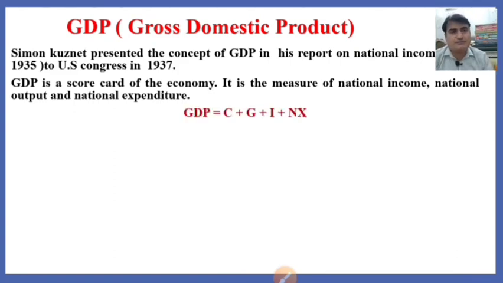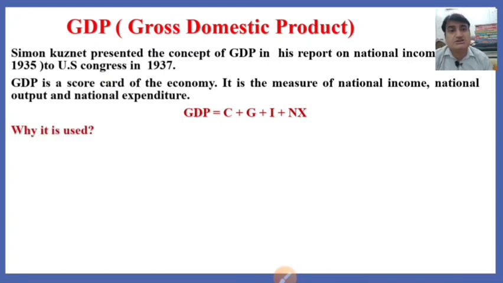Mathematically, we can express the GDP as C plus G plus I plus NX. GDP means gross domestic product, and C stands for public and private consumption, G stands for the government outlays, I stands for the investment, and NX stands for the net export. It means the export minus import.